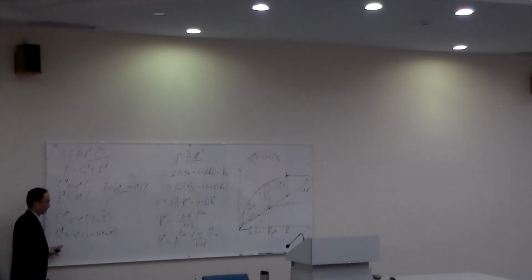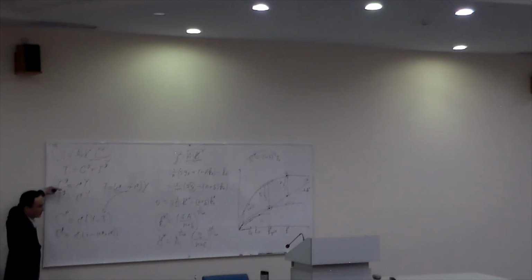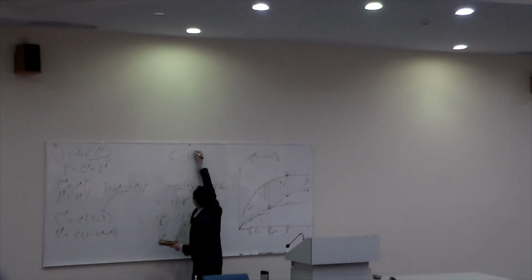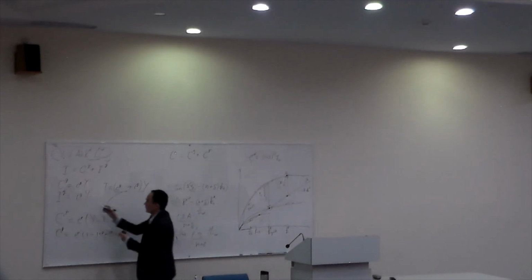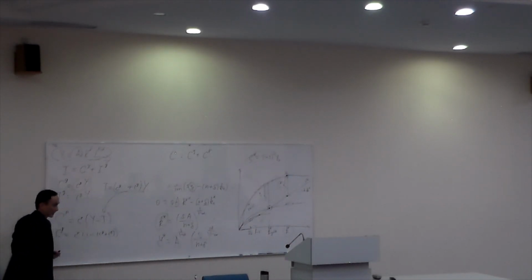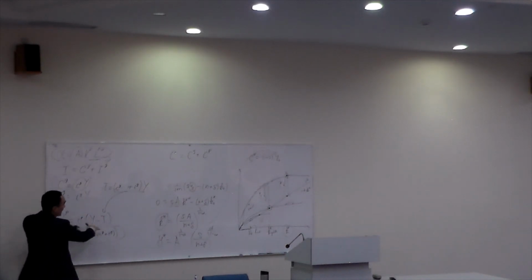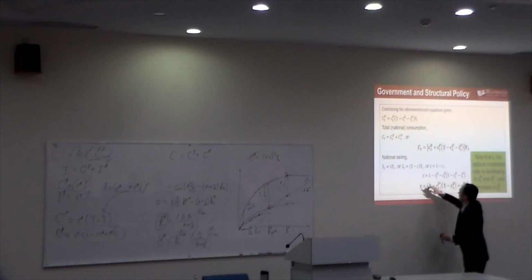And what about total consumption in the economy? Now this is private consumption, this is government consumption. If you want to find total consumption, it is equal to government consumption plus private consumption. We know that government consumption is equal to this one, and private consumption is equal to this one. If you plug it in here and simplify it, you will get this.